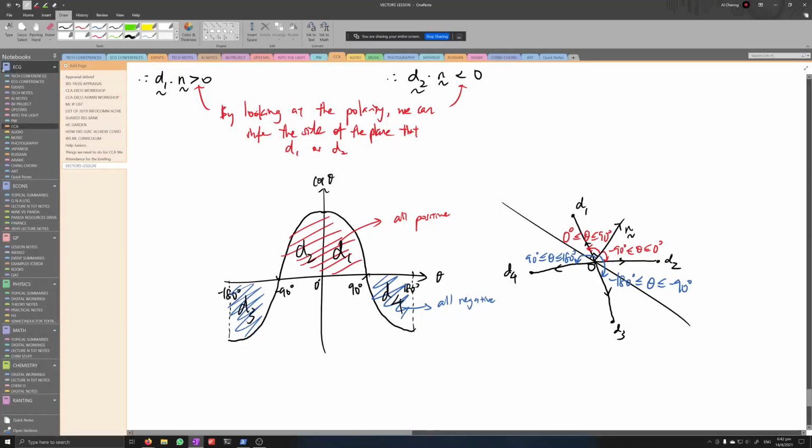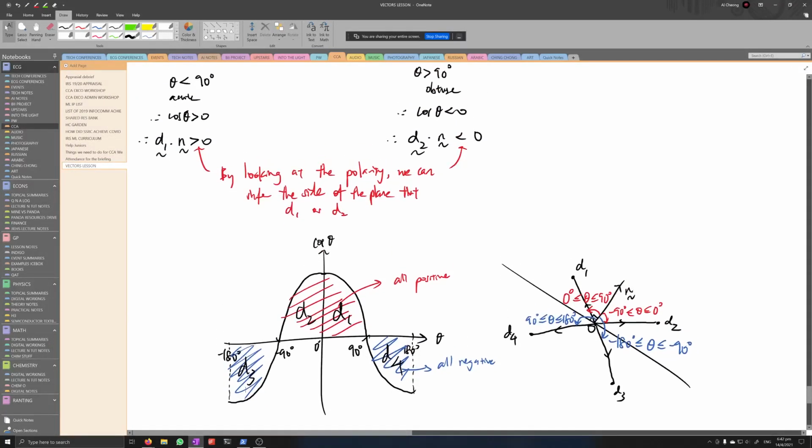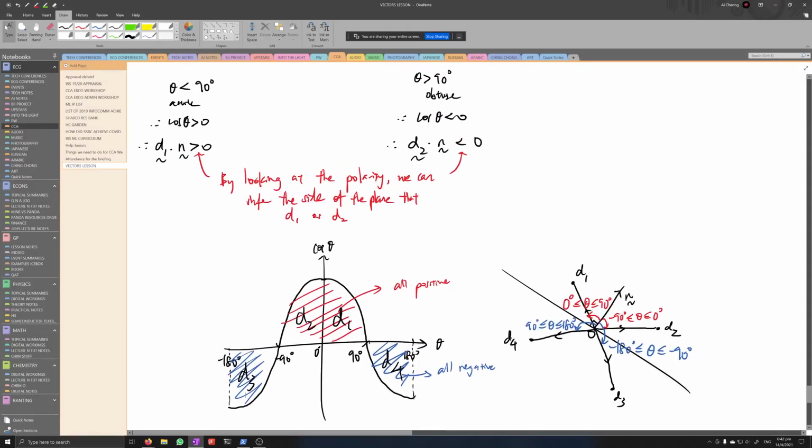So for any single angle around the plane, you can infer the side on which the point lies. This is like the preface to the linear classifier.